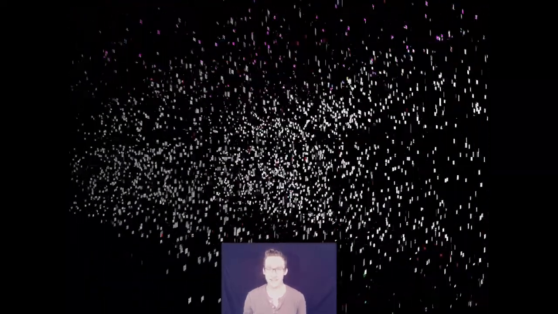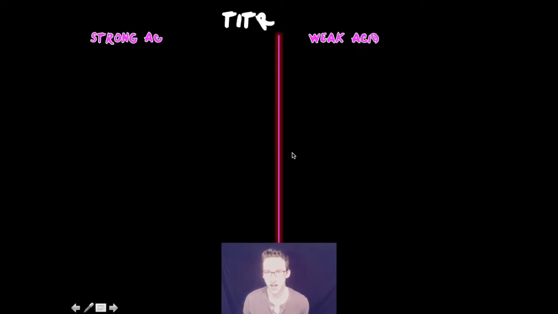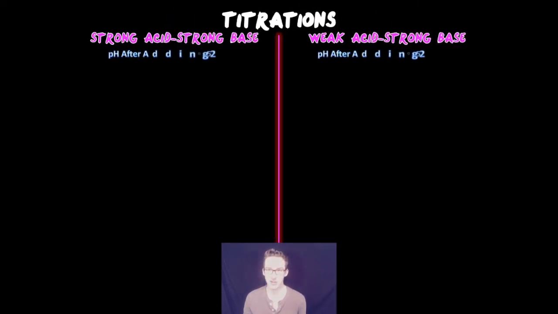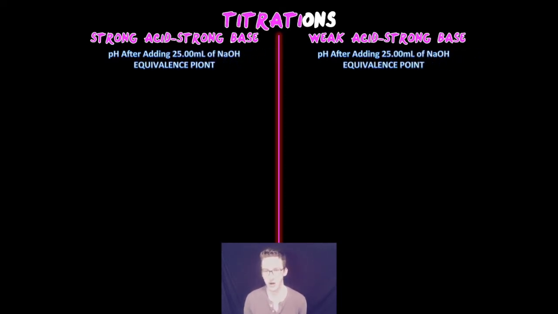All right, so our next addition is an important one. At this next step, we've added 25 milliliters of our sodium hydroxide, which we determined to be the amount of sodium hydroxide we would need to add in order to reach our equivalence point. So once again, we're going to start with our strong acid, strong base titration.